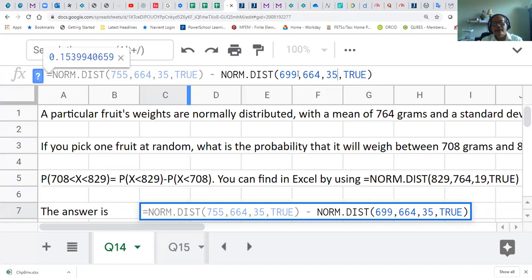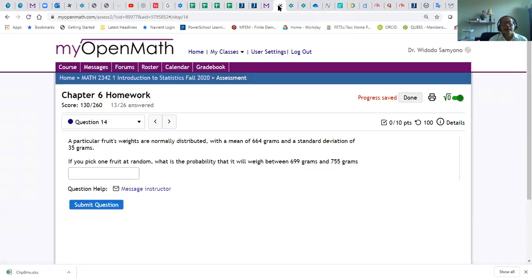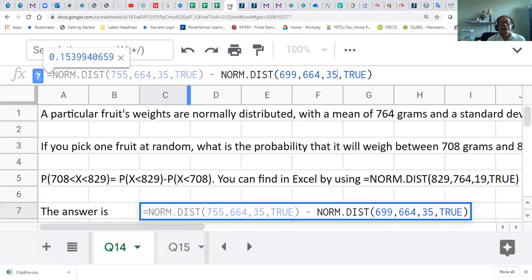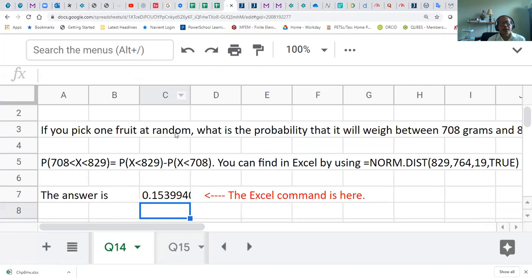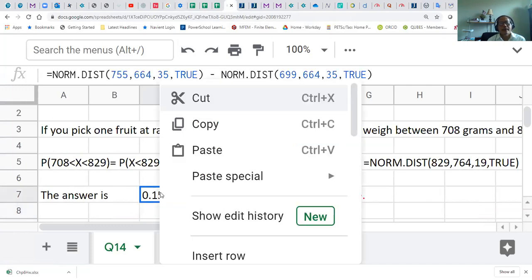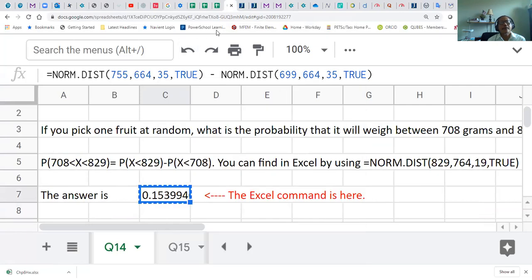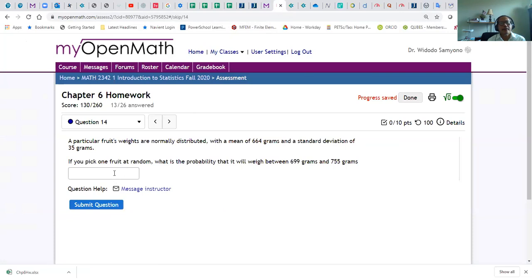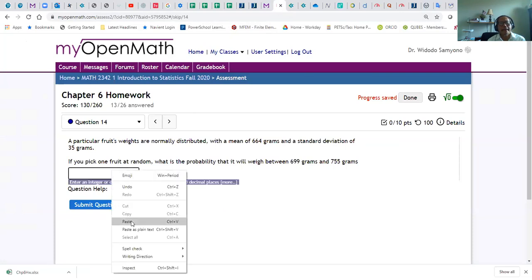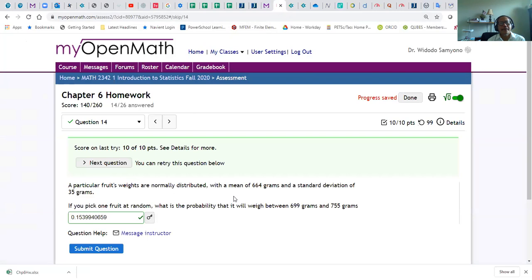Yeah, 664 and 35 and 699, 755. Okay, so this should be the answer. Copy and then paste it here. Submit. Okay.